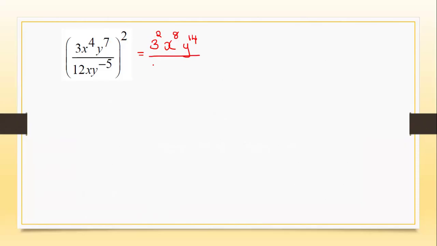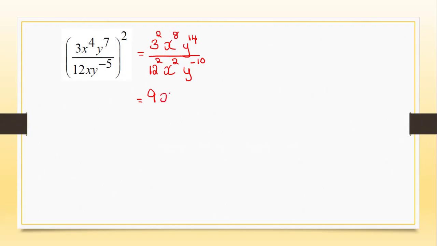12 to the power of 2, x to the power of 1 times 2 is x to the power of 2, y to the power of -5 times 2 is y to the power of -10. 3 times 3 is 9. 3 squared, 9. We have x to the top and x to the bottom. So we have a quotient. The quotient rule tells us to subtract our powers.